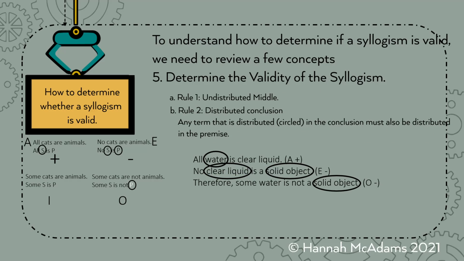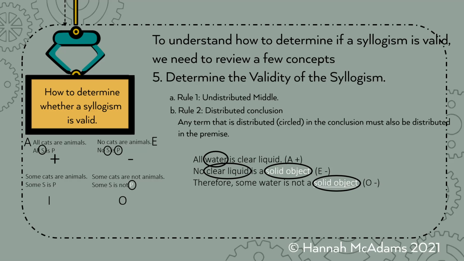Now the second rule is similar, and today we're only talking about the first two rules. There are 5, but we're going to do this for several. The second one is distributed conclusion. Any term that is distributed, which means circled, in the conclusion must also be distributed in the premise. If we look at the conclusion, therefore some water is not a solid object, we notice that solid object is circled. That means solid object needs to be circled in the premise, and it is.